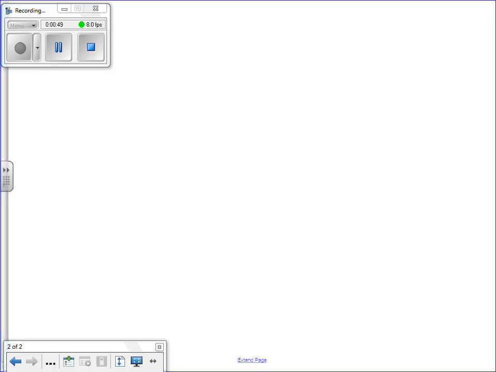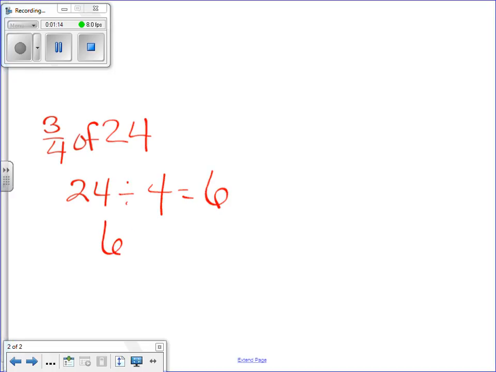Okay, out of 24 donuts, 3/4 are chocolate glazed. 3/4 of 24. How many donuts? 3/4 of 24. So 24 divided by 4. 24 divided by 4 is 6. 6 times 3 is 18.